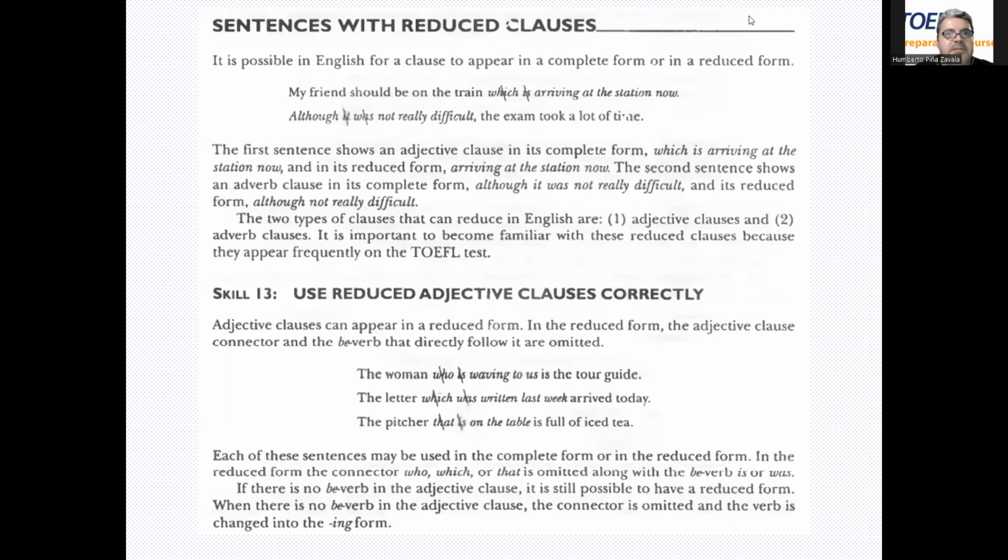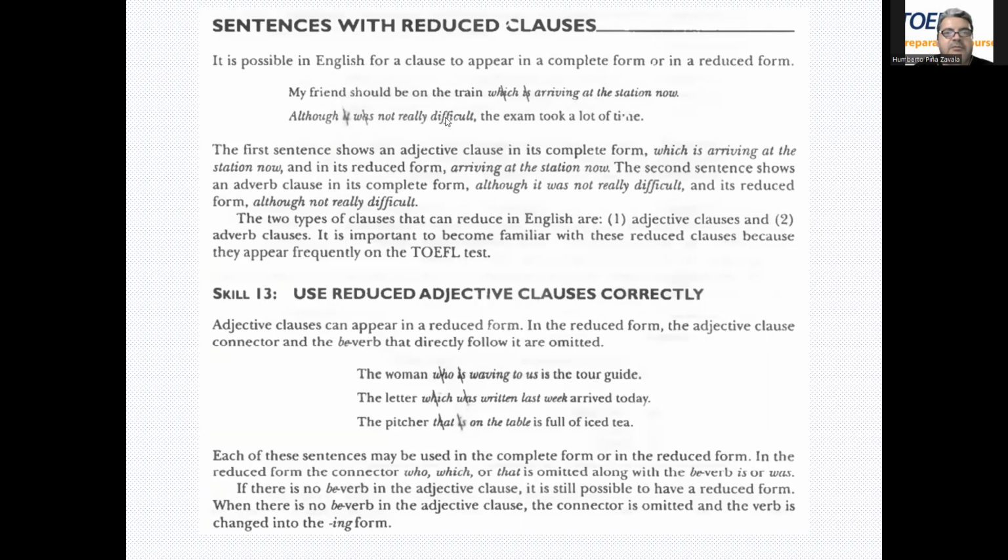Sentences with reduced clauses. It is possible in English for a clause to appear in a complete form or in a reduced form. My friend should be on the train, which is arriving at the station now. The first sentence shows an adjective clause in its complete form, which is arriving at the station now, and in its reduced form, arriving at the station now. My friend should be on the train, arriving at the station now.